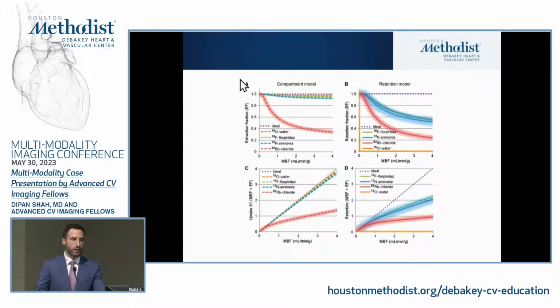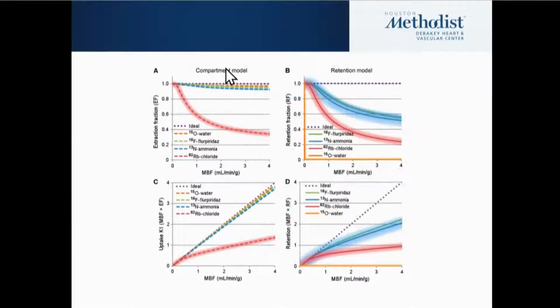And so there's a couple of models for how we estimate or calculate myocardial blood flow. It's a one or two compartment model versus the retention model. I won't go into too much detail, but suffice it to say that at Houston Methodist, we use the one compartment model. This is an illustration of the different radio tracers that we use and that are available, I should say.